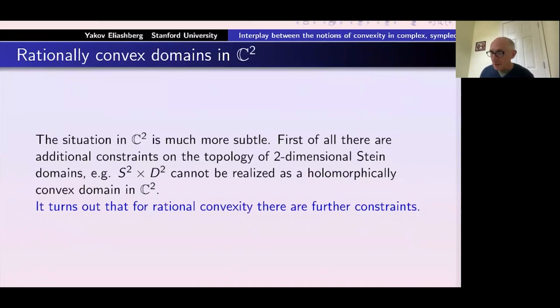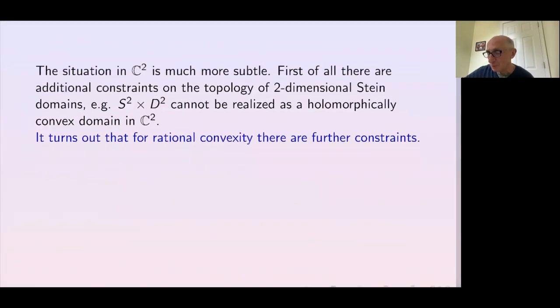For instance, Kai already mentioned that you take S2 cross D2, and you cannot realize it as a Stein manifold, as a Stein domain. The proof is not trivial. To prove that S2 cross D2 cannot be realized as a Stein domain is relatively easy. It again follows essentially from Gromov's theorem about R4. But to prove that S2 cross R2 does not admit a Stein structure requires Seiberg-Witten theory; otherwise there is no other known proof.